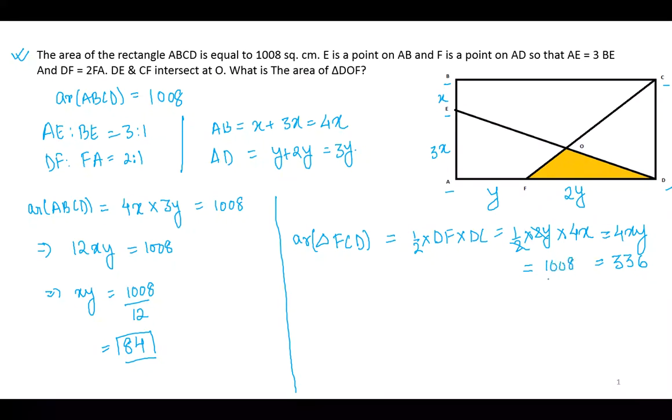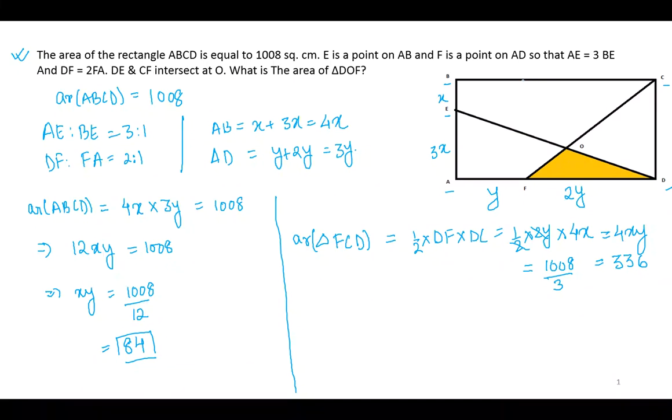Now one thing I want you to note is 336 is nothing but 1008 divided by 3. So what basically CF is doing is it's dividing this whole rectangle into two parts. So FCD is one third of the total area, and the quadrilateral ABCF is two-third of the total area of the rectangle ABCD. Now I want you to notice something.